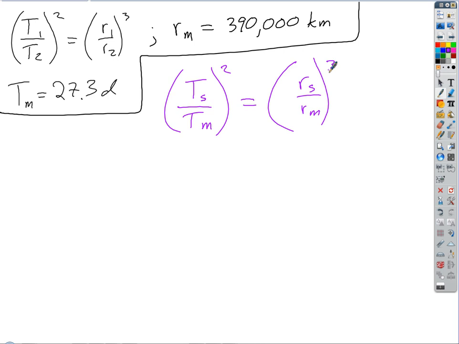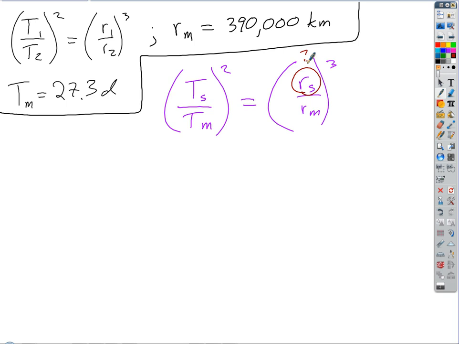We know what the period of the satellite is. It's 1 day, right? What we're looking for, the unknown here, is the radius of the satellite. That's what we want to find. So what's the algebra that we would do to solve for the radius of the satellite? Cross multiply, divide by two.